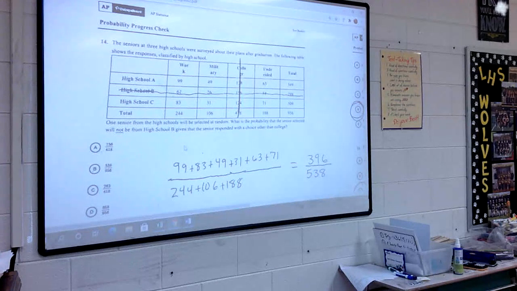It says, one senior from the high schools will be selected at random. What is the probability that the senior selected will not be from high school B? So you see how I marked out high school B there. I crossed it out because we're looking at the probability that they're not from high school B, given that they responded with a choice other than college. So I also marked out the college column, because we're not talking about people that responded college. We want people that responded everything else.